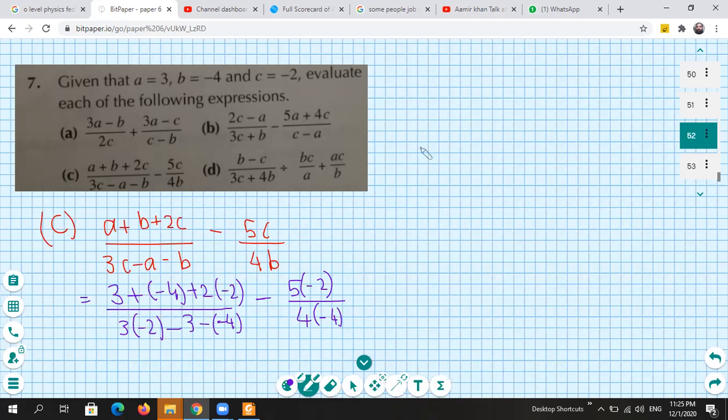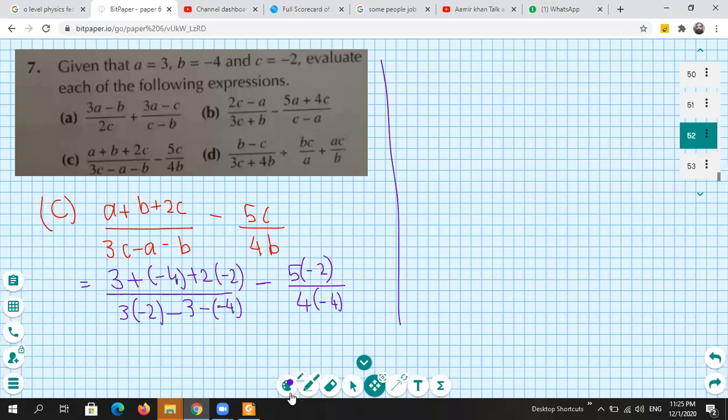Okay, simplify it. So 3 plus minus minus minus 4 plus 2 into minus 2 gives you minus 4 over 3 into minus 2 gives you minus 6 minus 3, and minus into minus plus, the plus 4 remains, minus 5 twos are minus 10 over 4 into 4 minus 16.